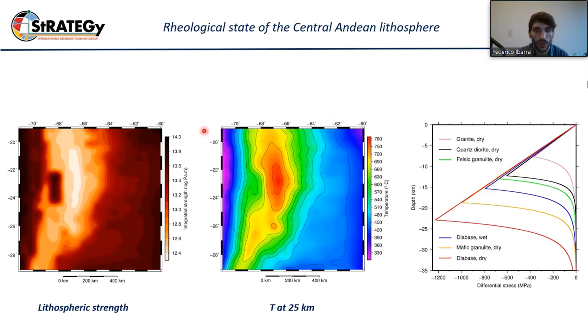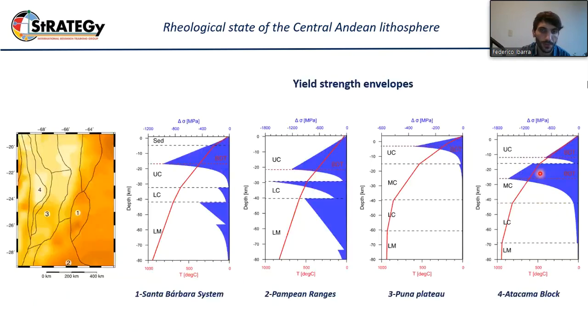Considering the temperature distribution in the input thermal model, it is clear that the distribution of strength is dominated by the temperature distribution, with weak domains correlating with regions with high temperatures and strong domains presenting low to intermediate temperatures. The Atacama block represents an exception with very high strength and an intermediate temperature, and this highlights the effect of rock composition, since this domain is composed mainly of mafic rocks, which are significantly stronger than felsic rocks.